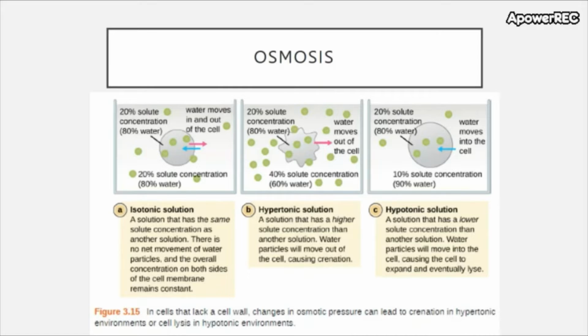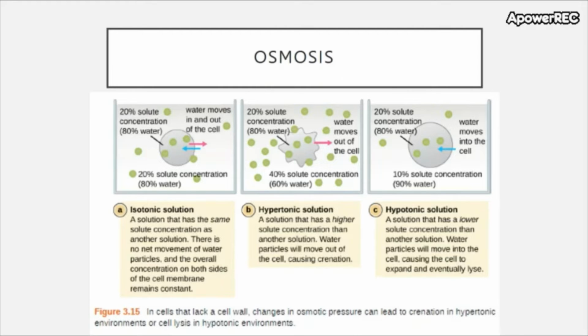Lastly, we see a hypotonic solution. So hypo means without or a lesser amount of water in the solution versus the cell. A lesser amount of solvent molecules. If you look carefully at the figure, it says that it's made up of 90% water and only 10% solute. So it's low in solutes. Inside of the cell, there's a 20% solute concentration and 80% water.